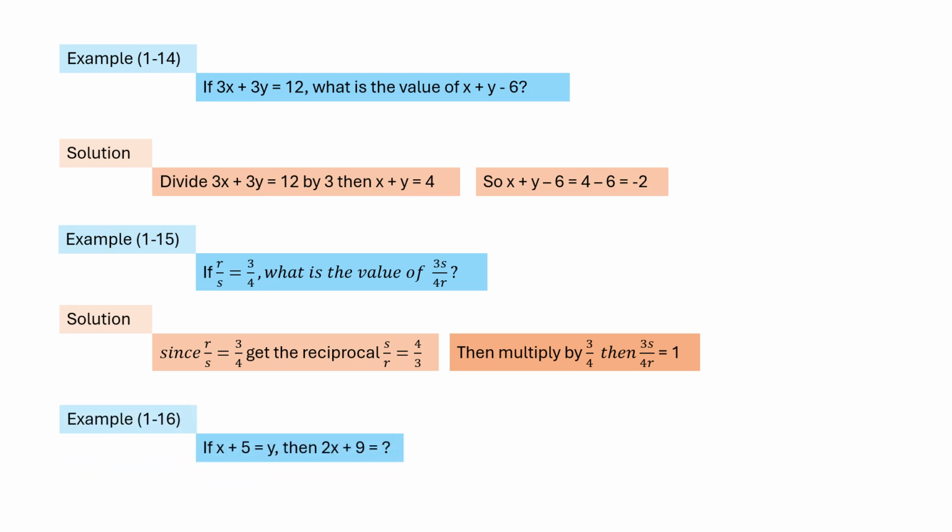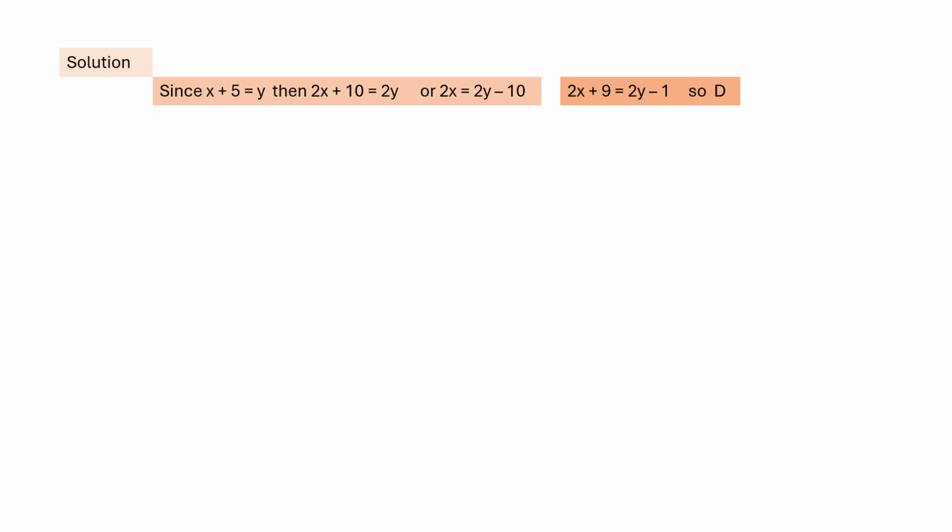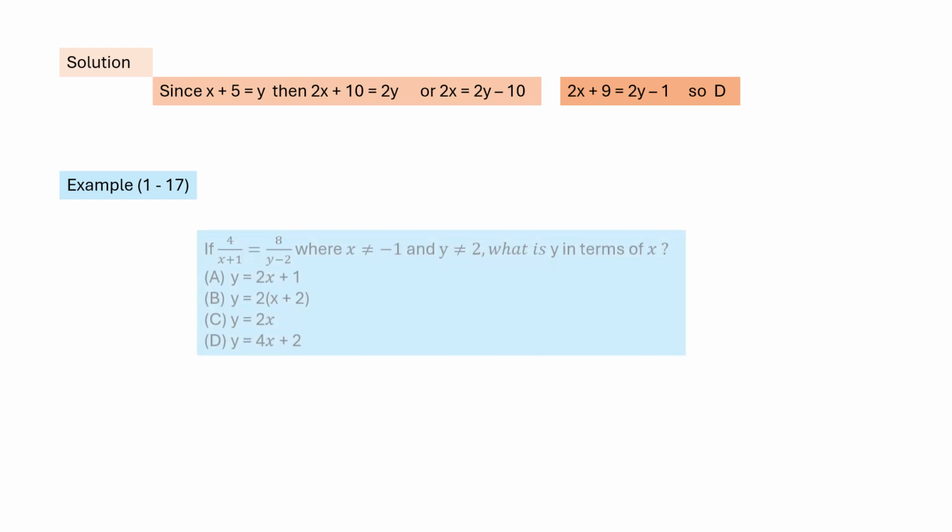Example 116. If x plus 5 equals y, then 2x plus 9 equals what number? These are multiple choices A, B, C. In terms of y, this means the solution. Since x plus 5 equals y, then 2x plus 10 equals 2y. So 2x equals 2y minus 10. So for 2x plus 9, you can subtract 1 from both sides. So 2x plus 9 equals 2y minus 1. So the answer is D.